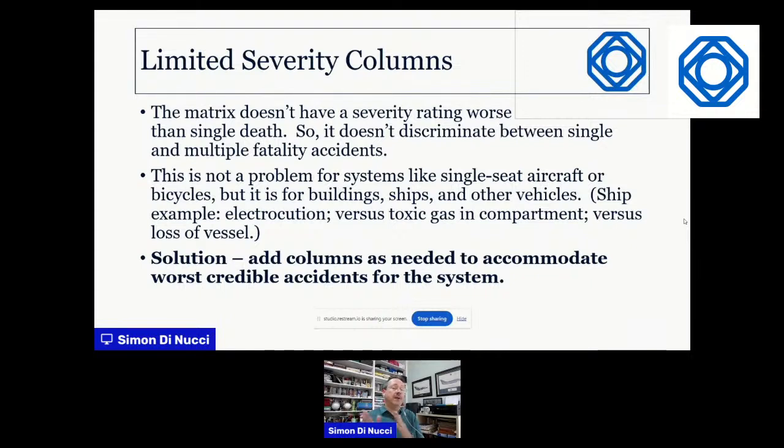What we want is a matrix that differentiates between different types of accident. So, for example, on a ship, somebody could get electrocuted. That's one person dead, probably the worst credible outcome. Maybe you've got toxic gas or smoke in a compartment. Well, that could kill everybody in the compartment. Or maybe you lose the entire vessel because of a fire or a collision or a capsize, in which case you could kill most or all of the crew in the worst possible scenario. So ideally, we need those three different columns, the single death, the up to 10 deaths, or the more than 10 deaths, to say this covers the full range of possible accidents. So add columns to your matrix to make it more useful.